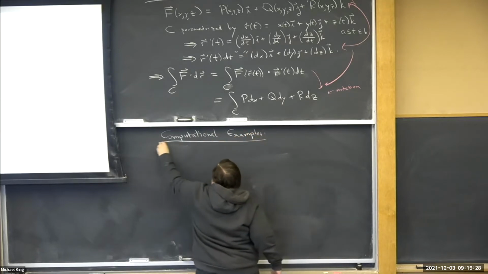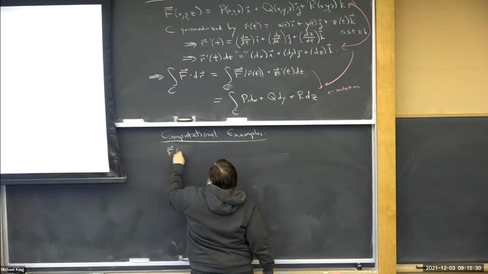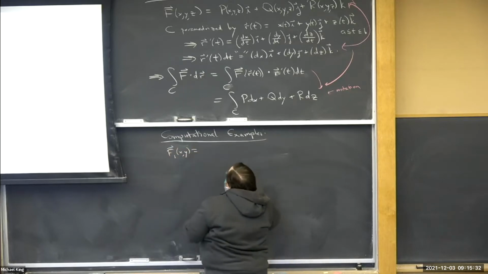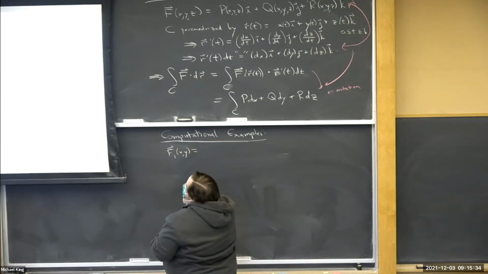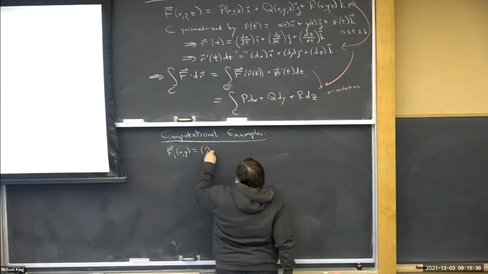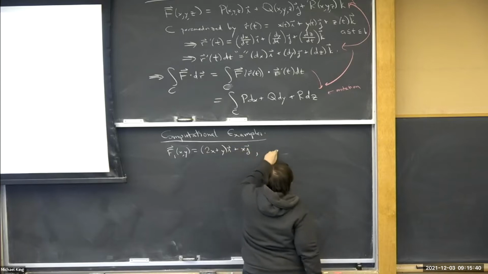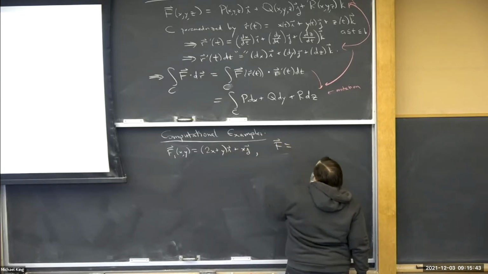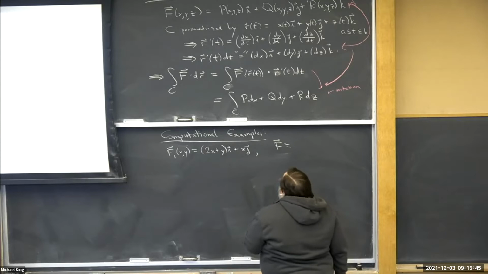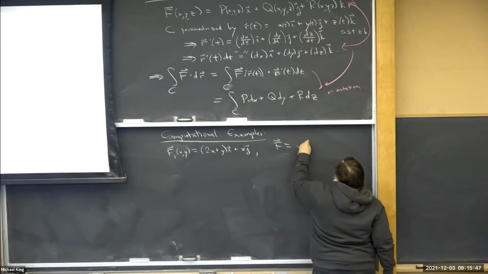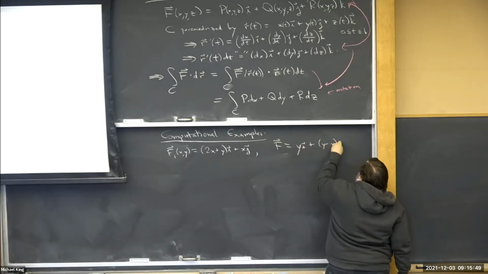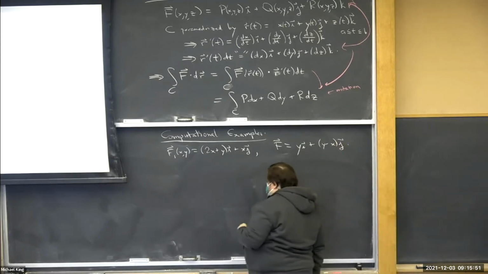So we had F1, which is a 2D field. 2x plus y i plus xj, and F2, y and y minus x, yi plus y minus xj.